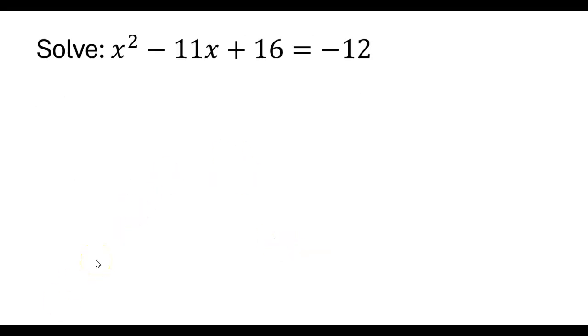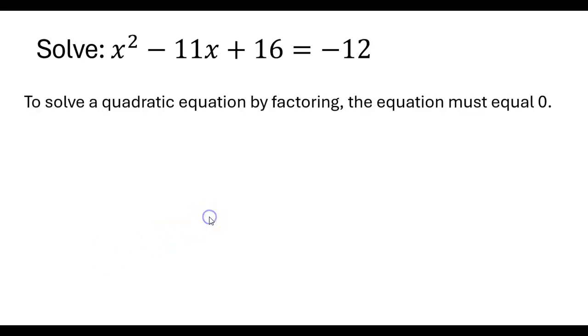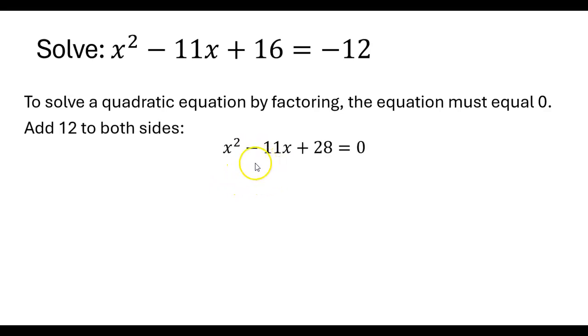Let's get a little more difficult. x squared minus 11x plus 16 equals negative 12. Now, hopefully, when you see this, you're thinking, that does not look like the last problem that I solved. And that's because to solve a quadratic equation by factoring, the equation must equal 0. I find it easiest to solve when my quadratic term, the x squared, is positive. So here, we are going to add 12 to both sides. That will allow my left side to become x squared minus 11x plus 28, and now it will equal 0.